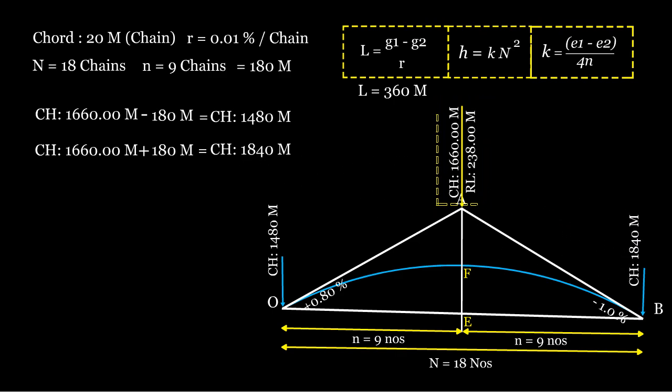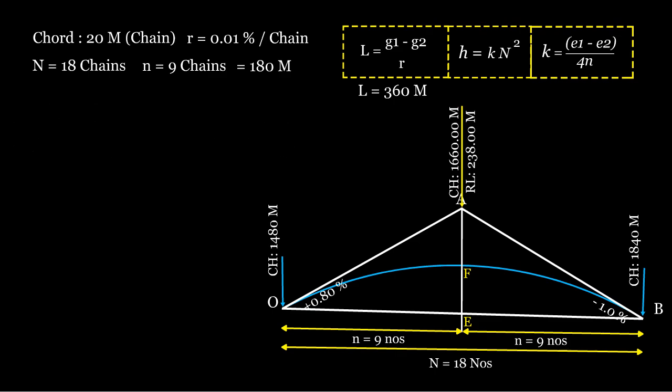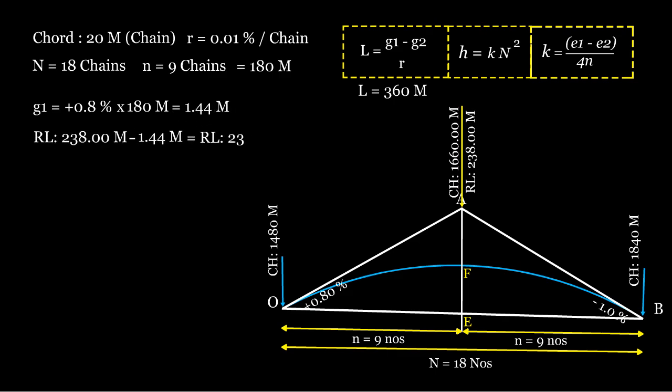Step 3. Find the reduced level, RL, values of tangent points. For the first tangent point, G1 equals 0.8%. The length of the tangent from the apex is 180 meters. The difference in elevation equals 0.8% times 180 meters, which equals 1.44 meters. The RL of tangent 1 equals the RL of the intersection point minus 1.44 meters, which is 236.560 meters.